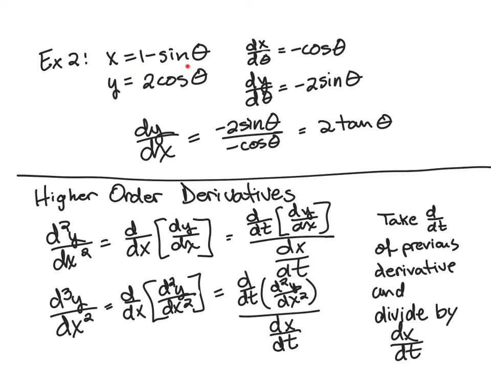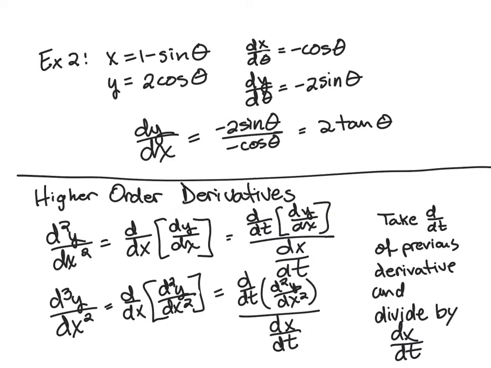So take the derivative of x with respect to theta, you get minus cosine. Take the derivative of y with respect to theta, you get minus 2 sine. So dy/dx is minus 2 sine divided by minus cosine, and you get 2 tangent.